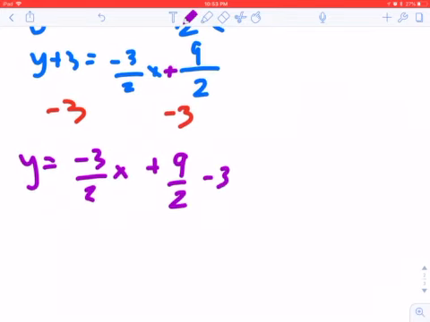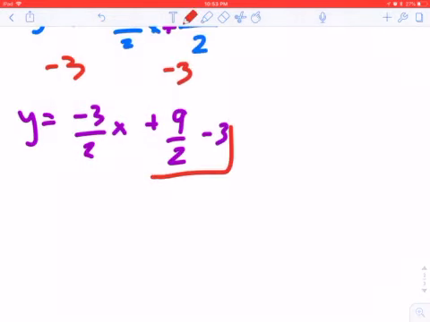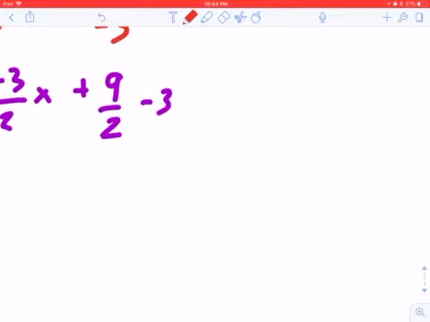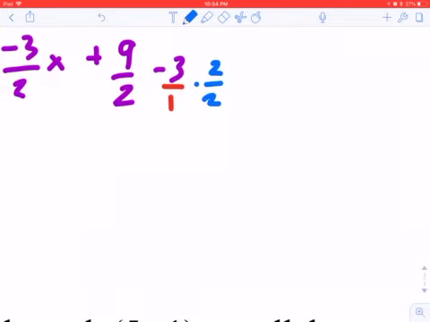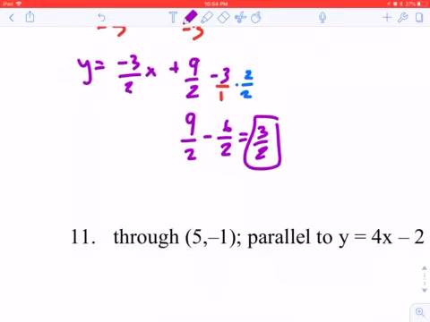So I believe on the test there will not be any fractions, but if there is ones, then you have to simplify it as best as you can. So now let's focus on this part, adding and subtracting fractions. When you do that, you need a common denominator. This is 9 over 2 minus 3 over 1. So we got to make this 2 on the bottom. So I get 9 over 2 minus 6 over 2. That is equal to 3 over 2. So then I'm going to rewrite my whole equation. Y is equal to negative 3 over 2x plus 3 over 2.